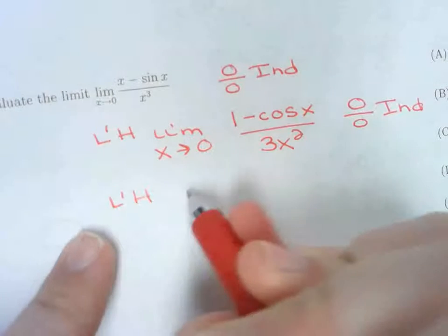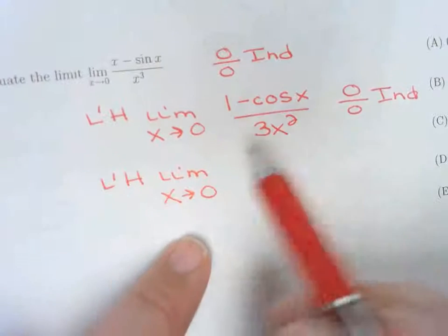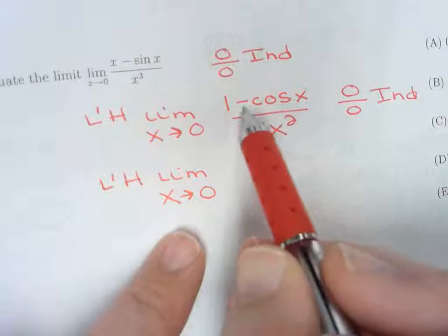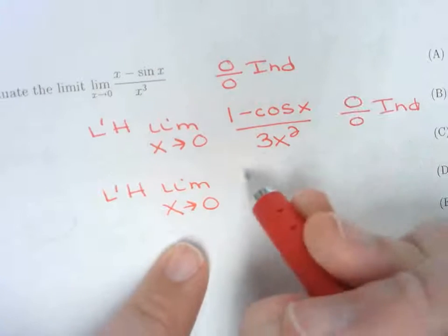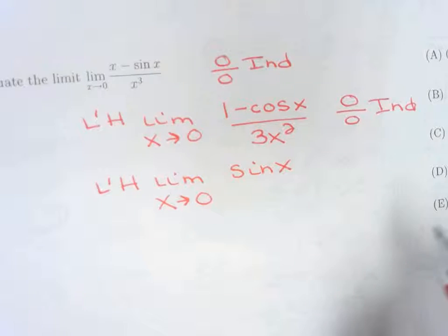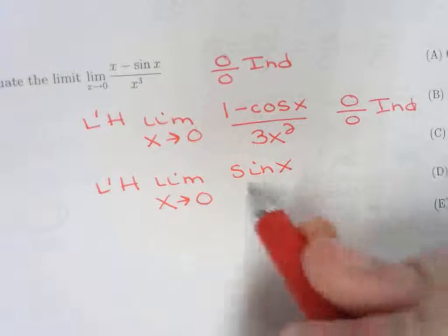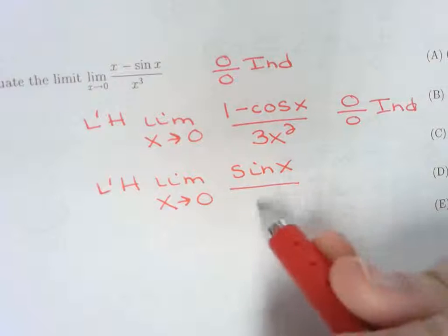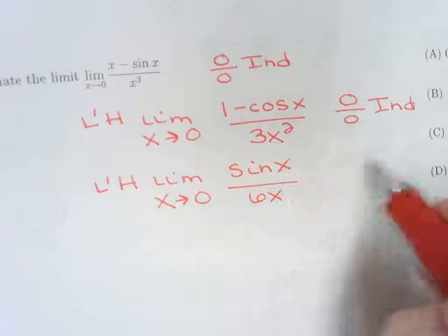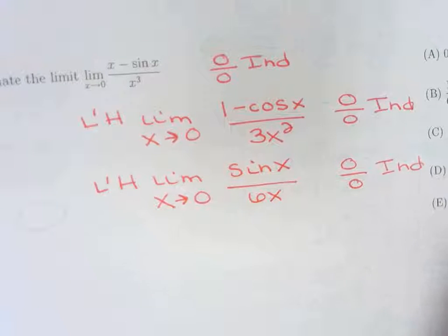So L'Hopital's again, limit as x goes to 0. That will give you derivative of 1 is gone. Derivative of negative cosine x is sine. Yes. Derivative of cosine is negative sine, but then negative in front makes it positive. Over derivative of the bottom, 6x. Let's try to plug in 0. Sine of 0, you get 0 over 0 again. So indeterminate. Getting closer, I feel like.